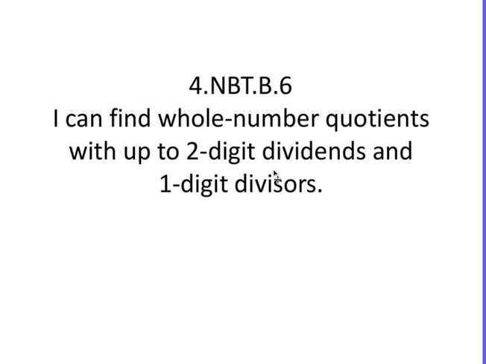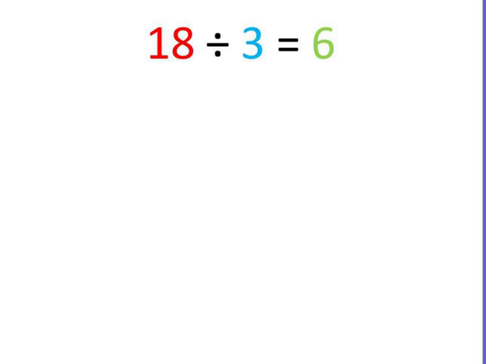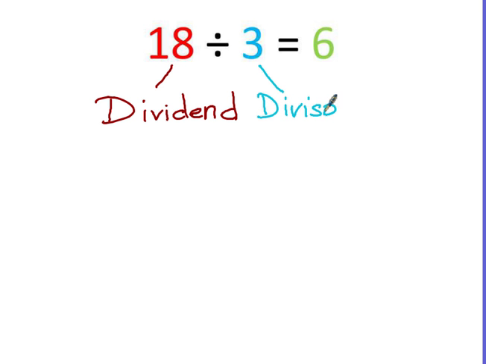In this lesson, we will learn how to find whole number quotients with up to 2-digit dividends and 1-digit divisors. We read this problem by saying 18 divided by 3 equals 6. 18 being our dividend, 3 being our divisor, and 6 being our quotient, which is the answer to a division problem.